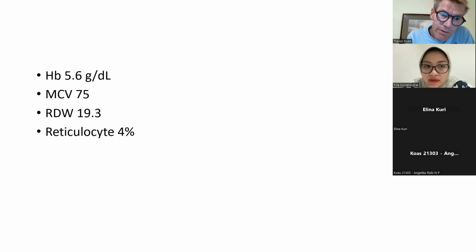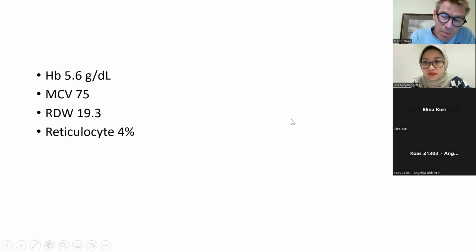His MCV was 75, and if you remember roughly what the MCV is, that's within the normal range. His red cell distribution width was 19.3, which again, if you have looked at enough full blood counts, you'll know is a bit high. The normal is up to about 14 or 15. So that tells you that there's variation in size and shape of the red blood cells. And his reticulocyte count is 4%, which is a bit high, isn't it? That would be in keeping with what we said.